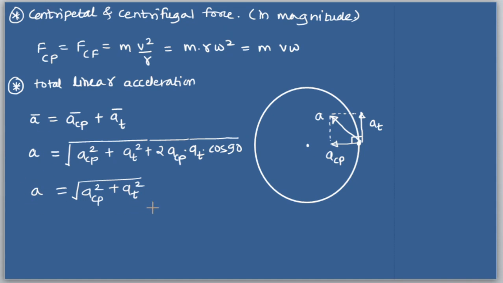Okay, fine. Next, now we will write the formulae for uniform circular motion. So here the acceleration will be 0. Which acceleration? Angular acceleration will be 0.